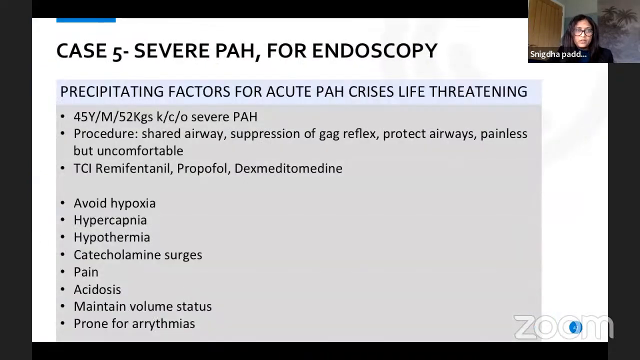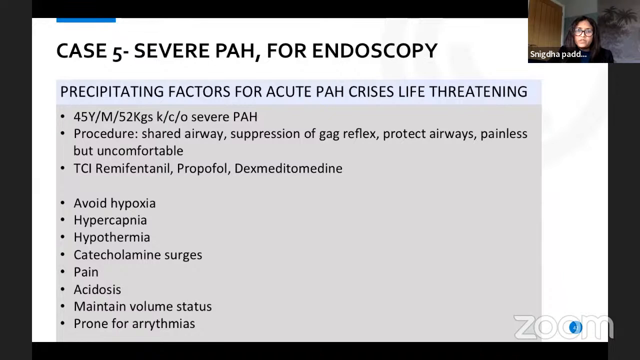So coming to this last case, there was a 45-year-old man with severe PH coming for endoscopy. Now, what is desired from the anesthesia? It's a shared airway, suppression of gag reflex, protect the airways. It was painless but a very uncomfortable procedure. So we decided to go with TCI, remifentanil, and propofol combination.